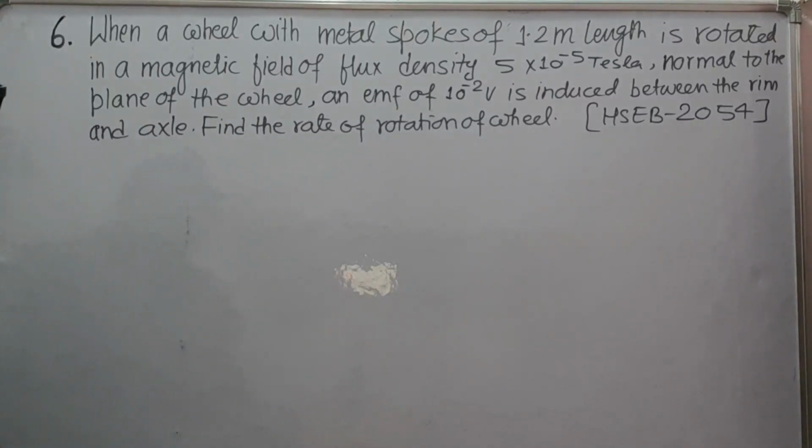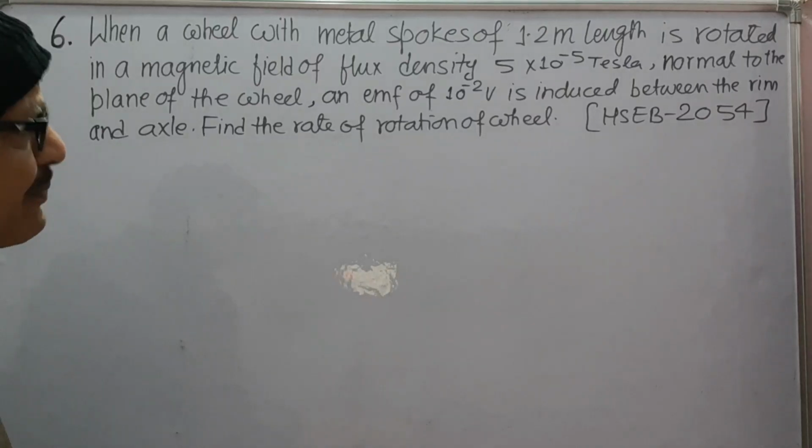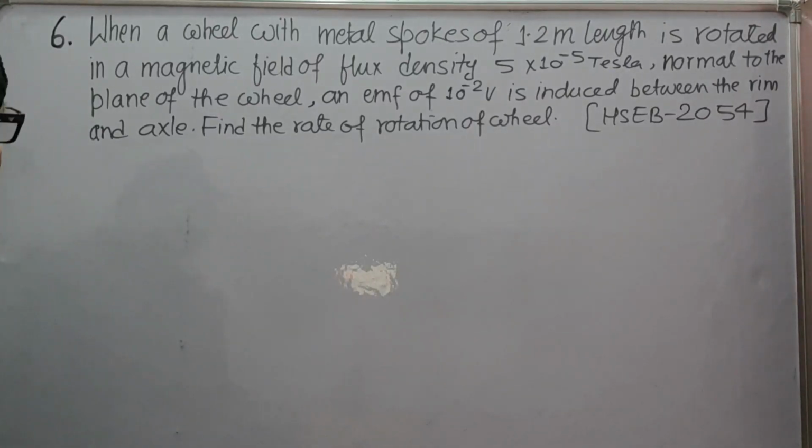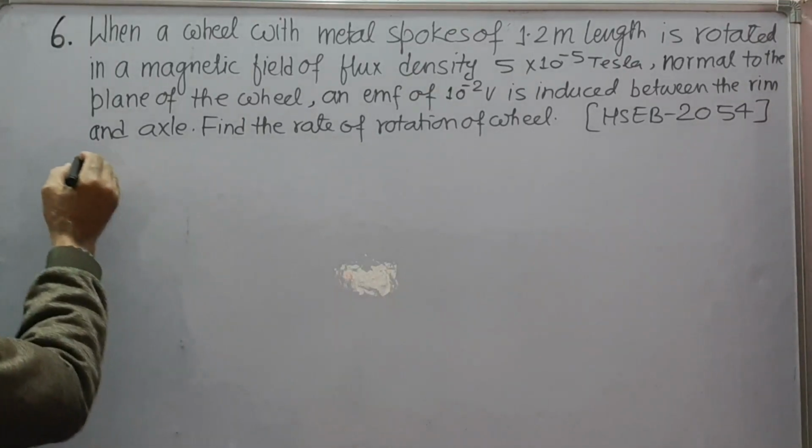Next, question number 6. Question is, when a wheel with metal spokes of 1.2 meter length is rotated in a uniform magnetic field of flux density 5 into 10 to minus 5 Tesla normal to the plane of the wheel, an EMF of 10 to minus 2 volt is induced between the rim and axle. Find the rate of rotation of the wheel. Solution.